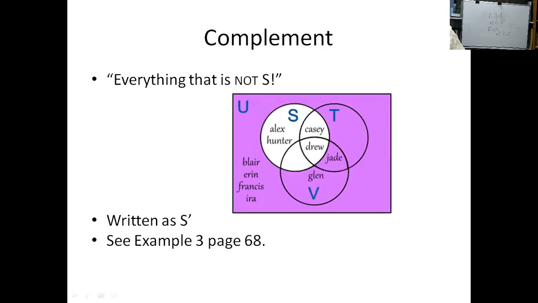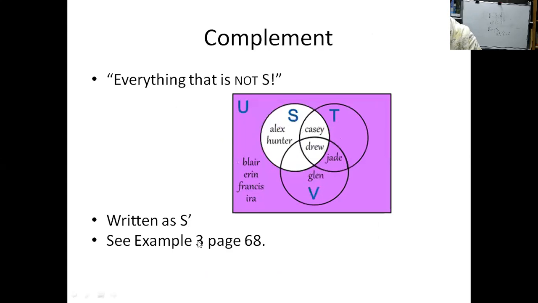Everything that is not S prime, everybody who does not play soccer. So you only have Jade, Glenn, Blair, Erin, Francis, and Ira, written as S prime.